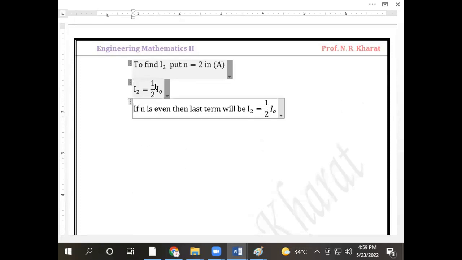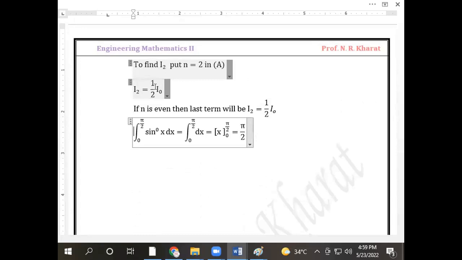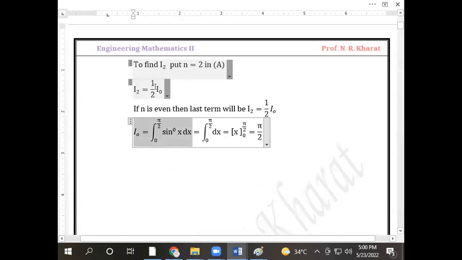If n is even, then the last term is this. And if n is odd, then the last term is I1. To find the value for I0, we just replace the index n equal to 0. Sine 0 of x dx is nothing but sine x raised to 0, means we get only dx. And the integration of dx is nothing but x. Replacing the upper and lower limit, we get pi by 2 minus 0, equal to simply pi by 2.